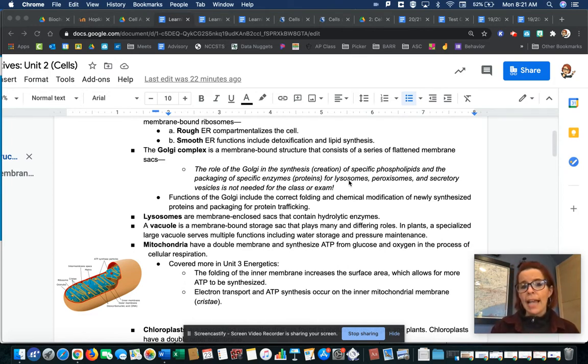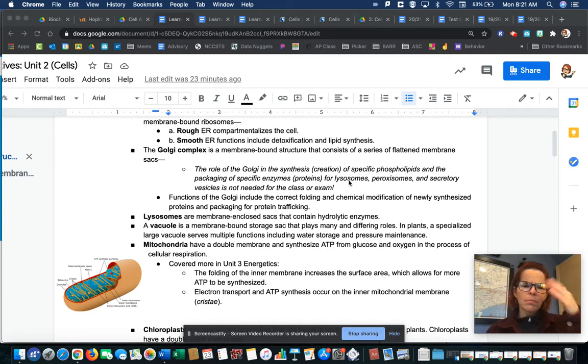So they contain enzymes, and specifically, you can figure this word out, they contain hydrolytic enzymes. If you remember the word hydrolysis, hydro refers to water. To lyse something means to break it. So they include hydrolytic enzymes, which just means they're adding water and they are breaking apart macromolecules. So they're good for digestion.